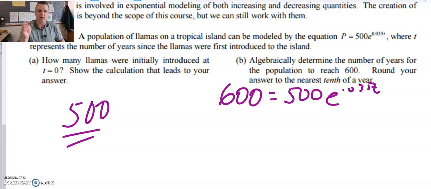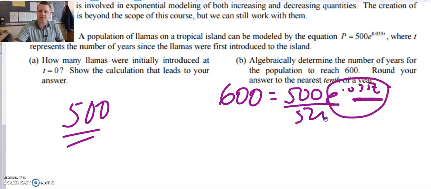So remember, when you have a variable in the exponent, you have to get the term with the variable in the exponent by itself. So what is being raised to this 0.035t? Just the e, not the 500. So you've got to divide both sides by 500. Now, you know the old trick, if you have the zeros, they can just cancel out. So it really just becomes 6/5.